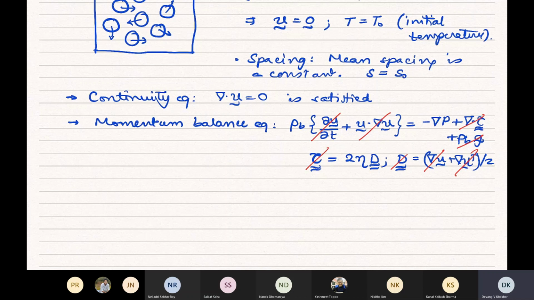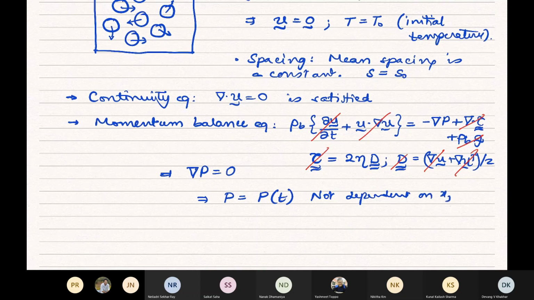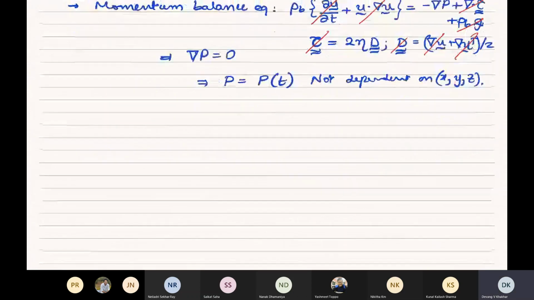So what this momentum balance equation essentially gives us is that gradient of P is equal to 0. So the pressure is not dependent on position; P is a function of time only. Gradient means the derivative of pressure with respect to x, y, and z. So it doesn't vary with x, y, and z, but it can vary with time. Pressure at most varies with time, and it's not dependent on x, y, and z. Okay, so this is what the momentum balance gives us.